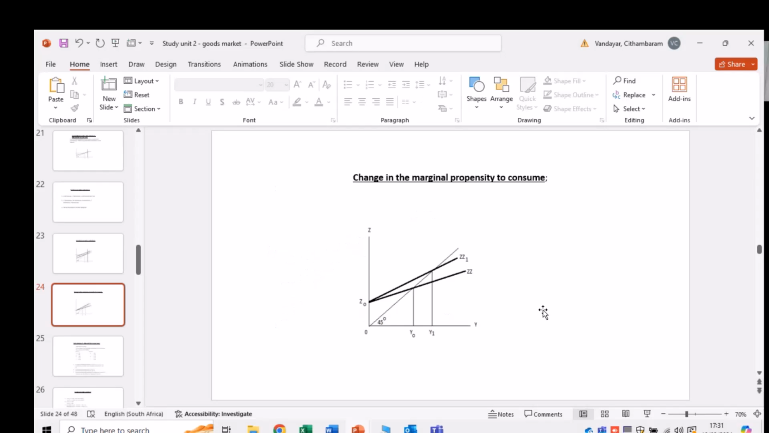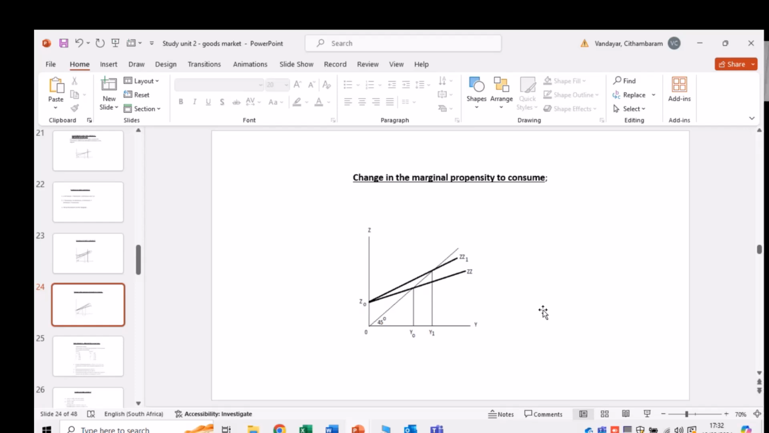Right? Change in your marginal propensity to consume. Your MPC is part of your induced consumption. Your consumption function is made up of two parts: C0 plus CYD. C0 is your autonomous consumption and CYD is your induced consumption. About the c, which is your MPC, marginal propensity to consume, it tells us what proportion of your income is spent on consumption goods.